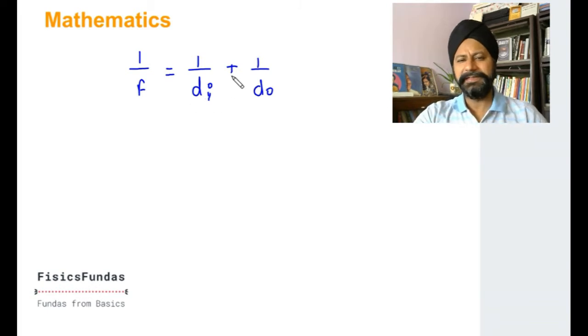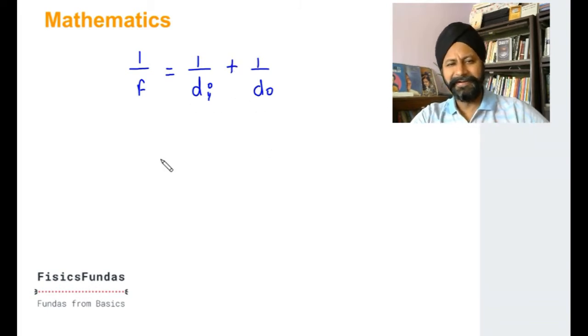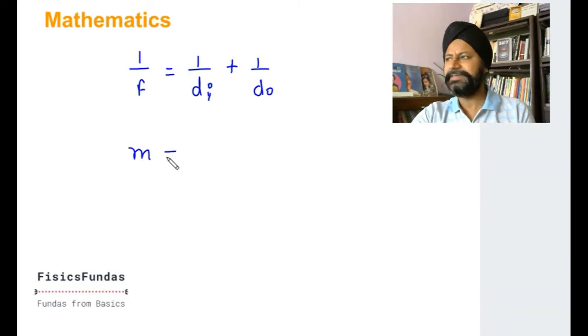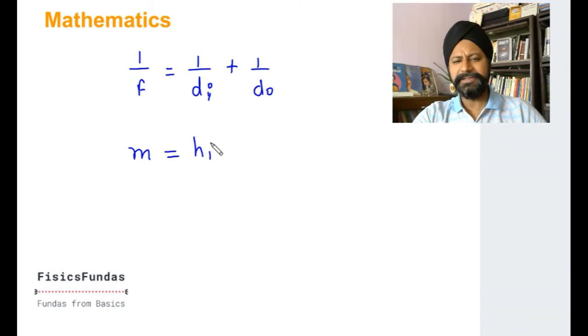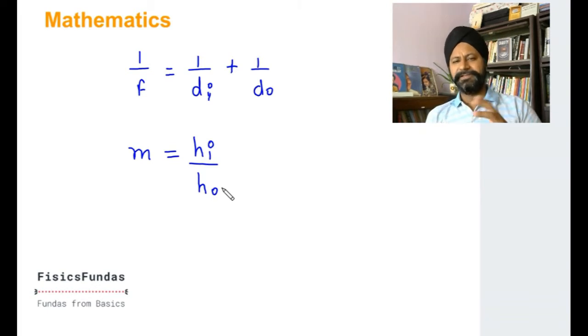Similarly, we'll have a lens formula that we'll cover later on. Another thing is magnification. The definition of magnification is how big is the image, that is, how much the image is magnified compared to the height of the object. So if the height of the image is double, the magnification is double. If the height of the image is 1/5, the magnification is 1/5.